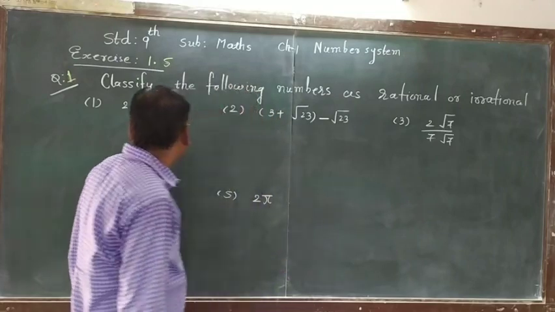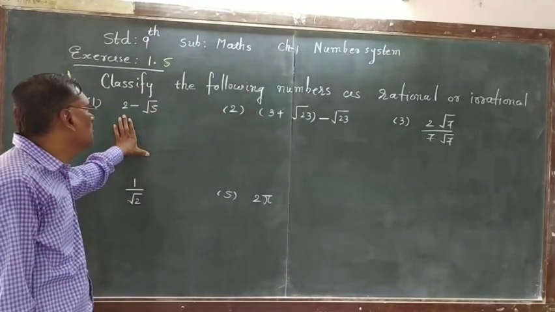Now the first number is given here: 2 minus root 5.